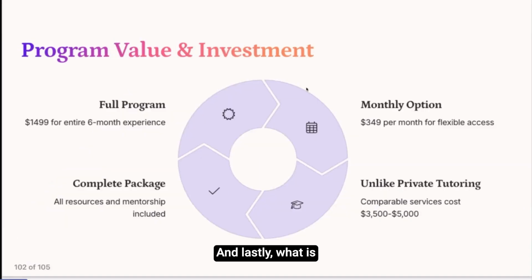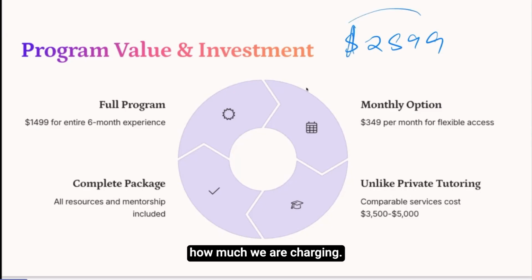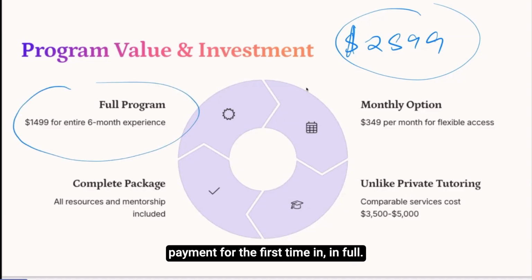And lastly, what is the investment for it? This program, if you were to ask anyone before joining, was $2,599. That was how much we were charging. But just because you stuck with me till the end and you're interested, those are the kind of people I want to work with. I'm just giving it out for now for $1,499 for our entire 6-month live experience. If you make the payment for the first time in full, if you want the monthly option, let's say you want to take fewer months, you can pay $349 per month.